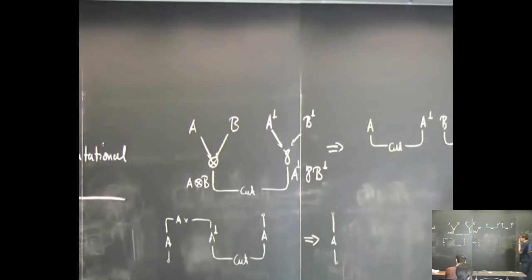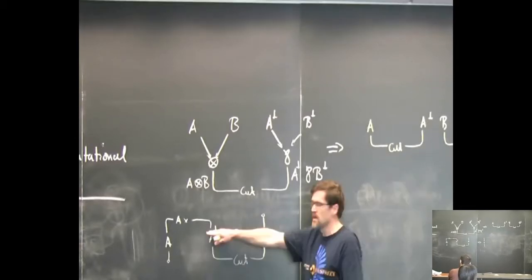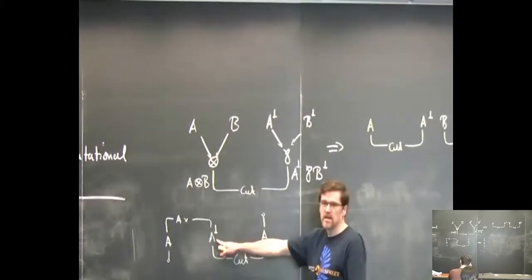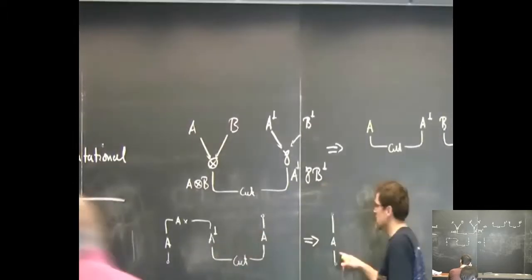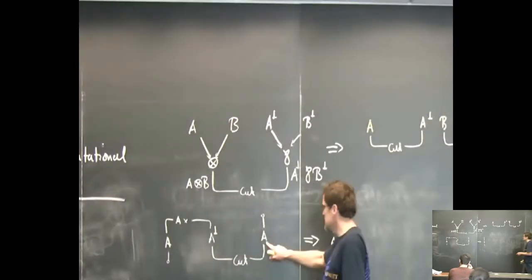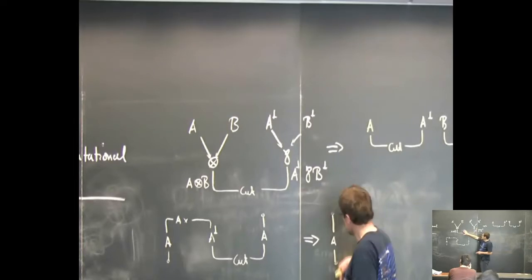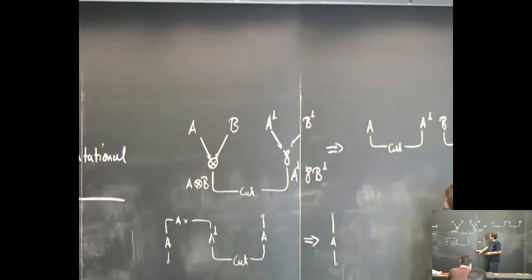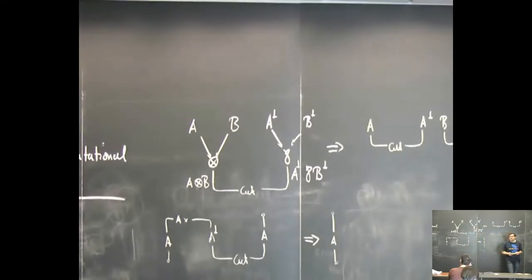Okay. So with that sort of graphical proof, you can immediately see that cut reduction, cut elimination is strongly normalizing. You can pick any cut, and you can perform the reductions in any order you like, because the proof net gets smaller at every step.